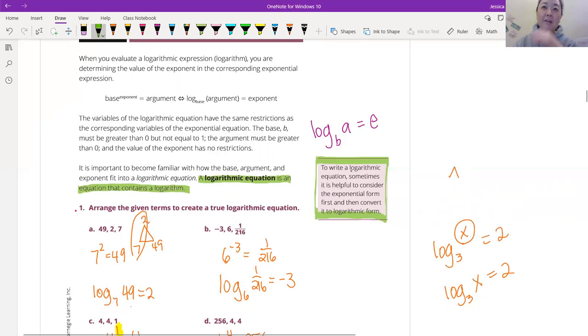And then right here, I really like this, so I boxed this one. So make sure you read this. I'll read it for you. I got you. To write a logarithmic equation, sometimes it's helpful to consider the exponential form first, and then convert it to log form, okay? So that might be helpful.